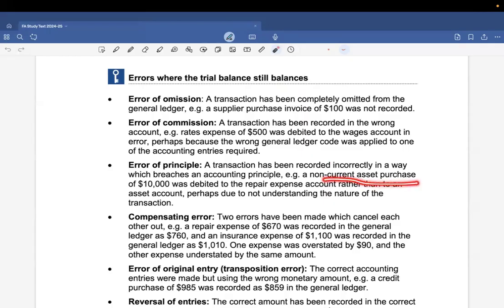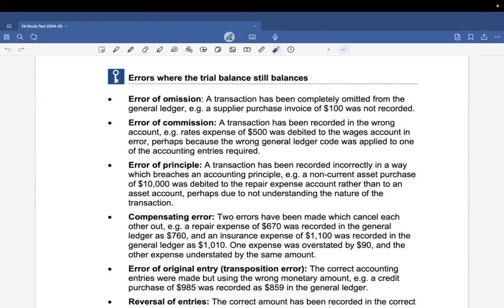That is, the NCA you have purchased of 10,000. You took it as an expense. Clear? When you take a purchase as an expense, it breaches the accounting principle. Error of commission is when you take the debit side or credit side wrong of the same category accounts. Clear? But error of principle happens when you don't follow the group 1, group 2 rule.